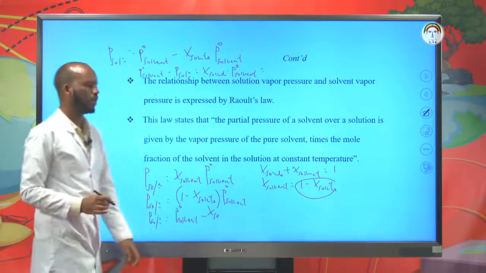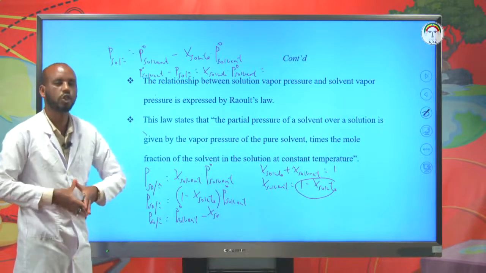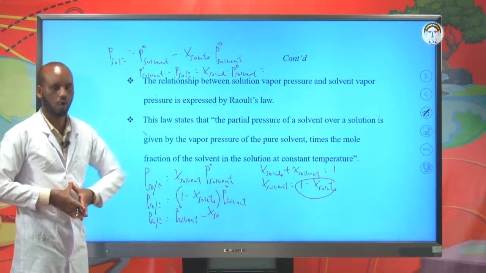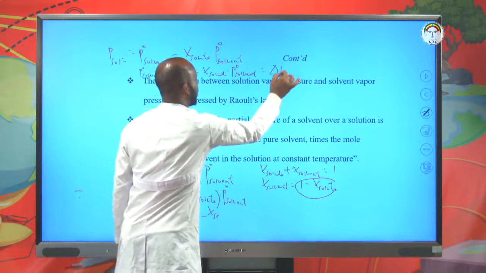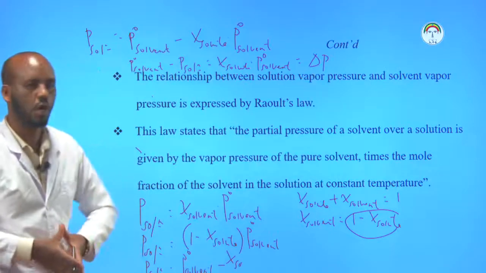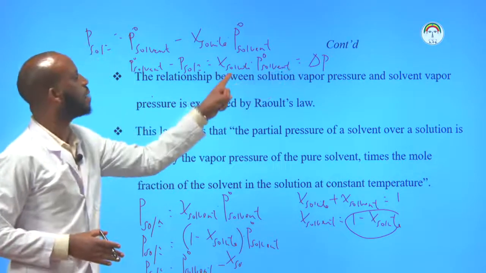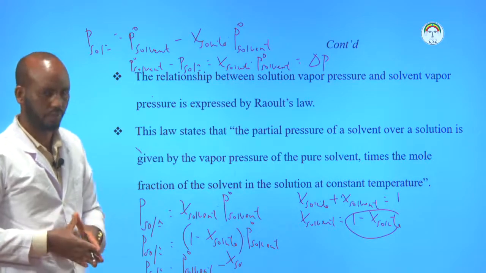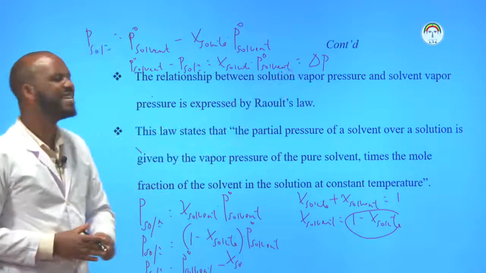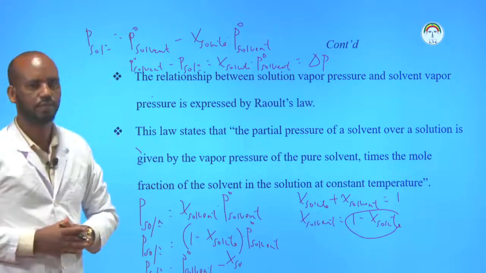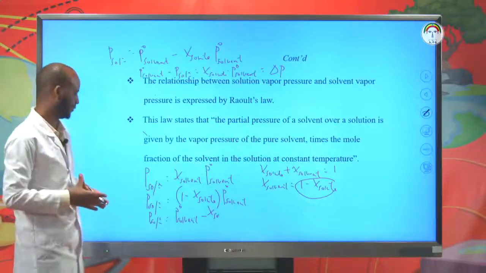P naught of the solvent minus P of the solution is the lowering in vapor pressure, denoted by the symbol delta P, which is an example of colligative properties of a solution, which depend on the amount of solute. Therefore, it is the lowering in vapor pressure, not the vapor pressure itself, that is an example of colligative properties of a solution.